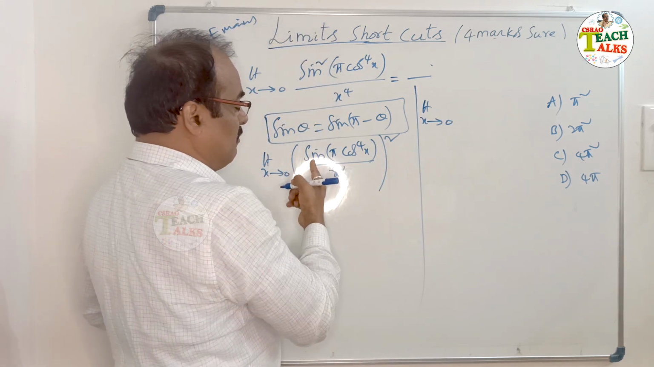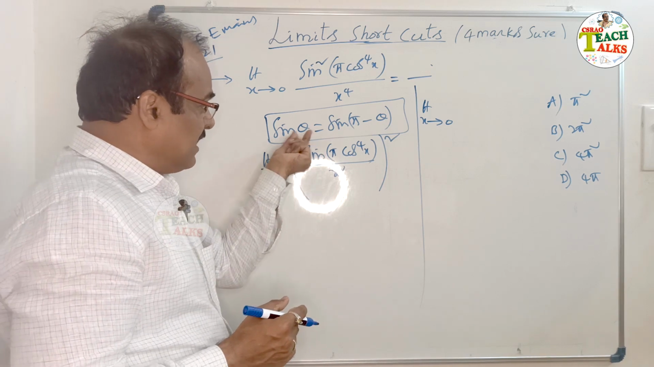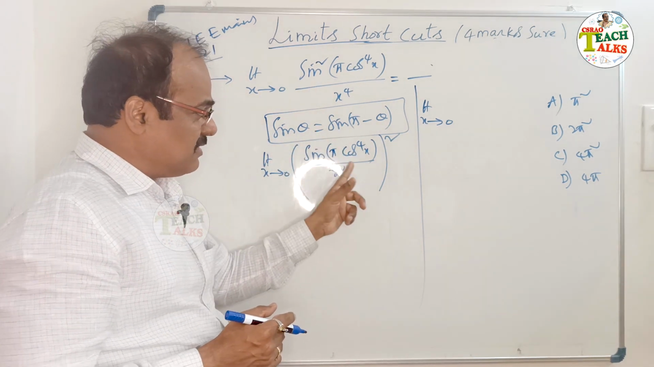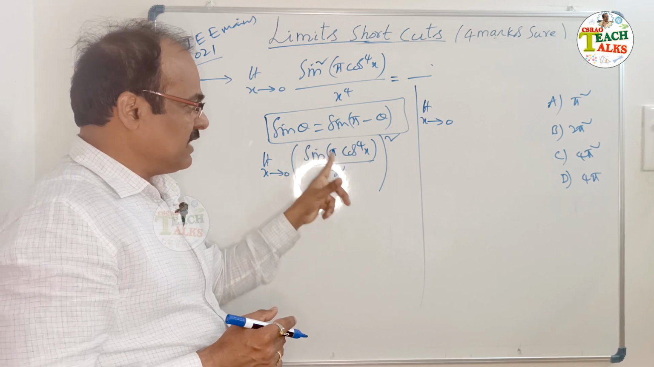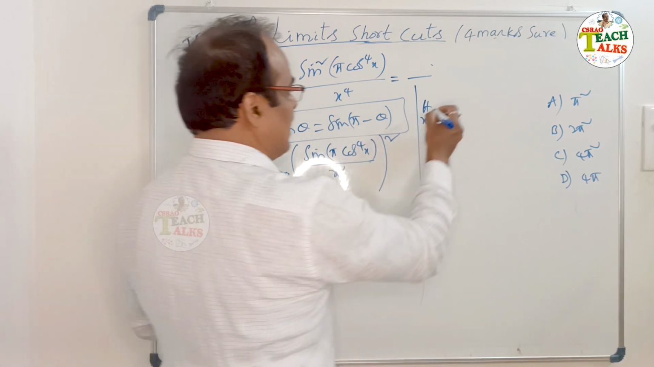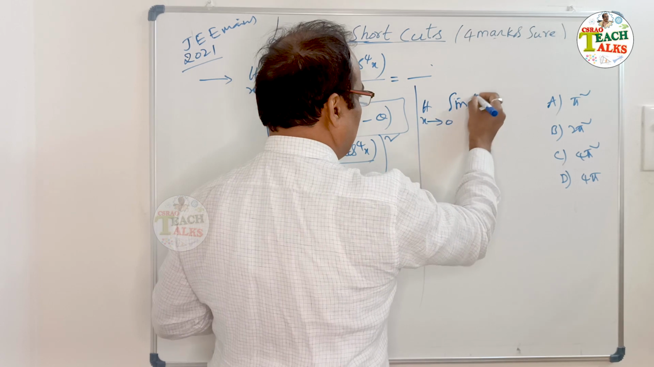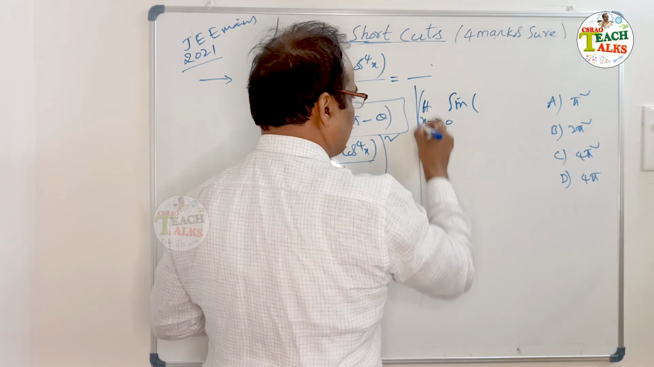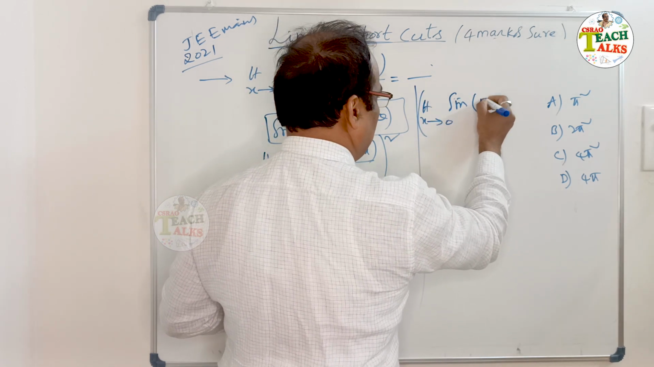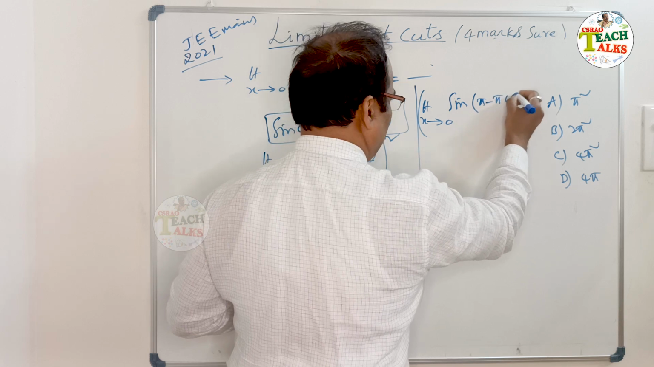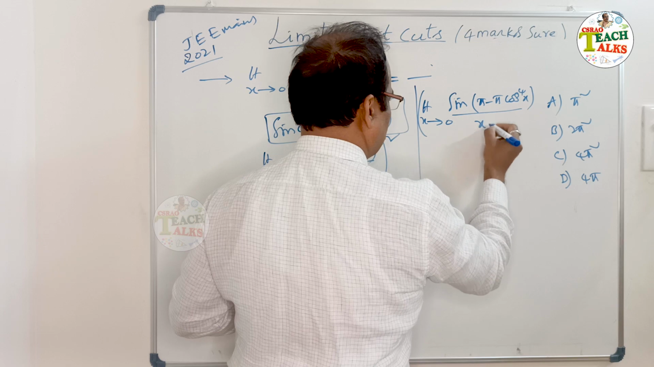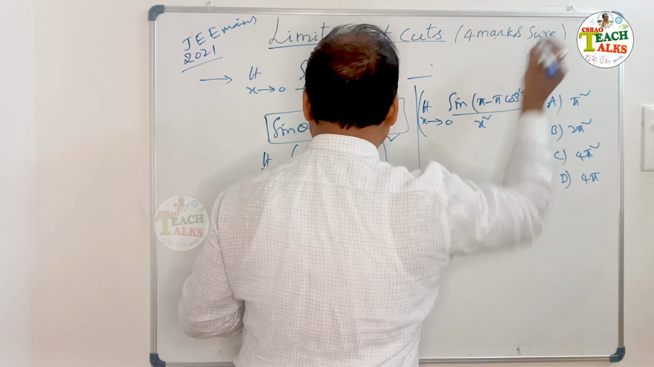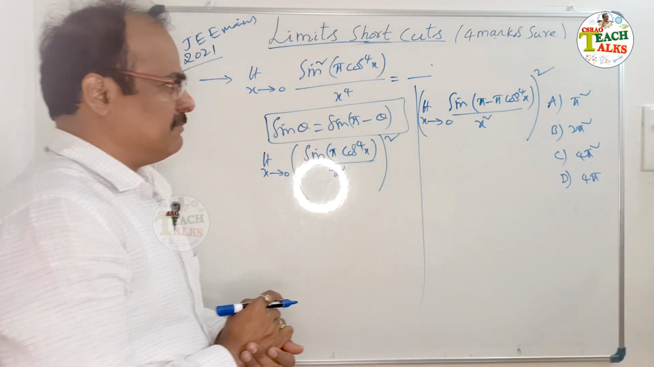Now, what do we have to do here? Sin theta, this formula. What is theta here? Theta is pi cos power 4x. We will use that here, and the sine of pi minus pi cos power 4x by x square, whole square. We will use this one.